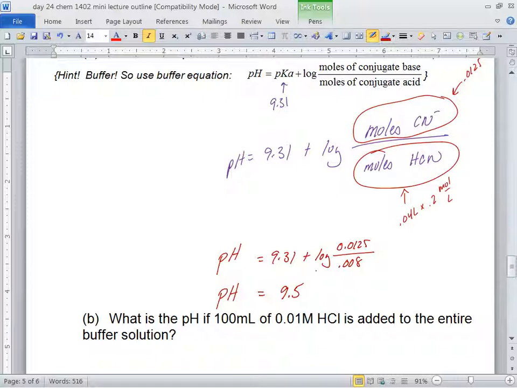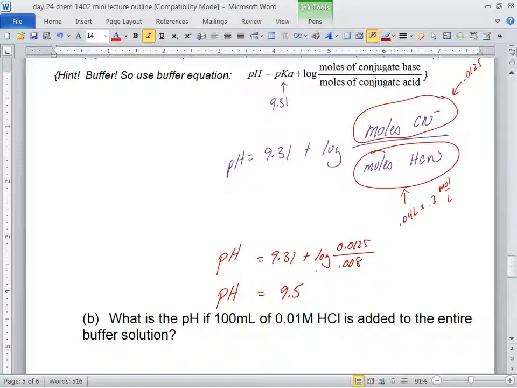So that's our buffer equation. All we do is figure out the moles of base, the moles of conjugate base, the moles of conjugate acid, divide the two, take the log of it, find the Ka, take the log of that, add those two logs up, and we'll have our answer. The Henderson-Hasselbalch equation.